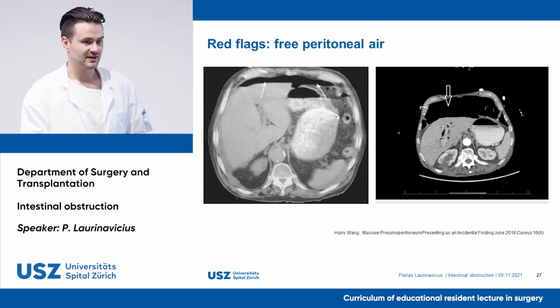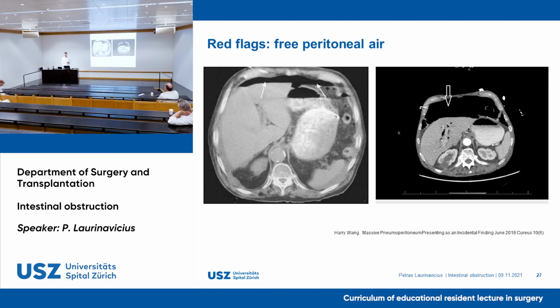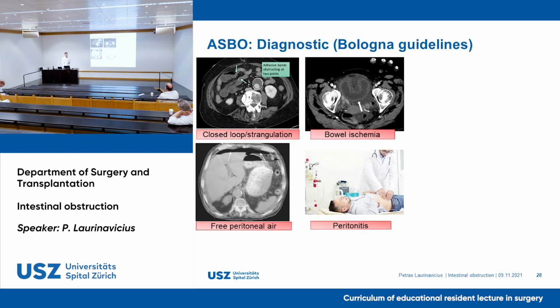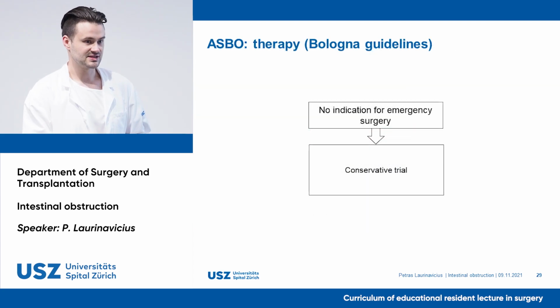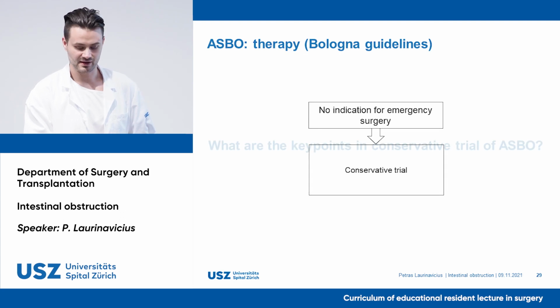The third red flag is free intraperitoneal air, which should lead us to a suspicion of abdominal organ perforation. The fourth red flag is peritonitis, which is of course a clinical finding. And if any of these red flags are present, the patient needs emergency surgery. Otherwise, it is not indicated, and we should go with a conservative trial.